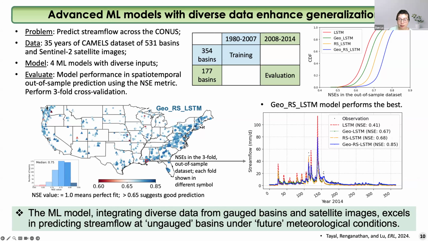under future meteorological conditions. This study highlights the potential of the advanced machine learning models that combine the gauged basin data with the widely available remote sensing images to significantly improve the prediction accuracy and enhance both the spatial and temporal generalizability.